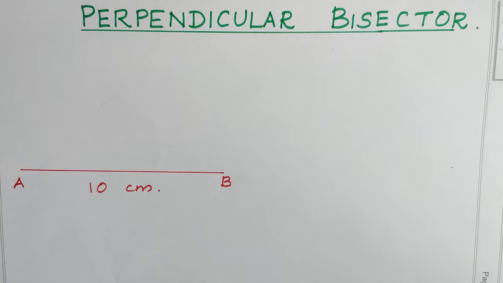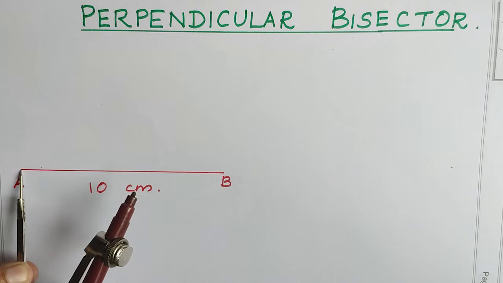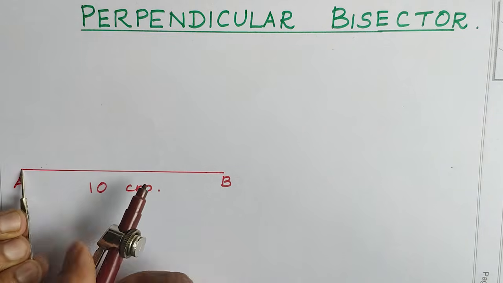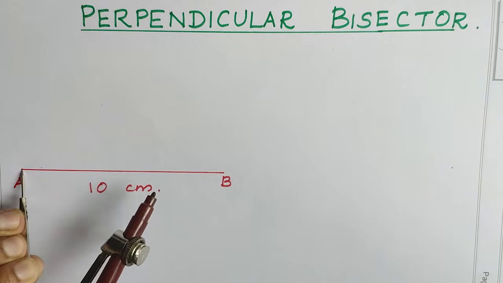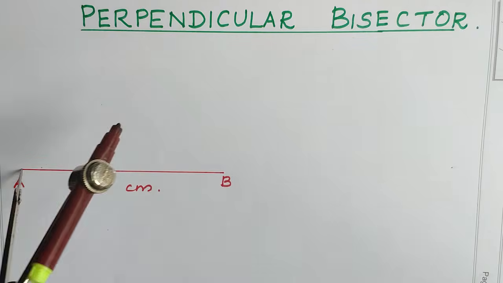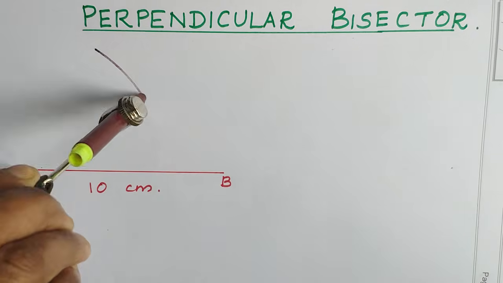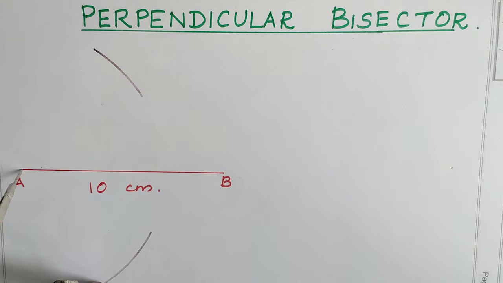Now, for drawing the perpendicular bisector, we must place the metal tip of the compass. We know the metal tip is this one and the pencil tip is this one. Here I am using the sketch pen, that's all. And we have to place the metal tip on A and take more than half of AB. No need to measure, just to take. With our naked eyes we can understand it is more than half. So take more than half of AB, then draw an arc above and below the line segment.